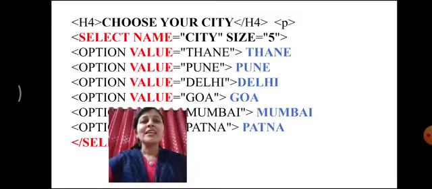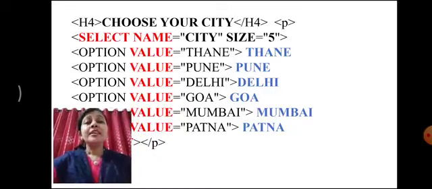Yes, very good. Now, how to use the list box? That is creating a list box, that is a menu. How to create a menu? To choose from the list of options, we use this. For example, if you want to choose which city you belong to, the options are like Thane, Pune, Delhi, Goa, Mumbai, Patna.